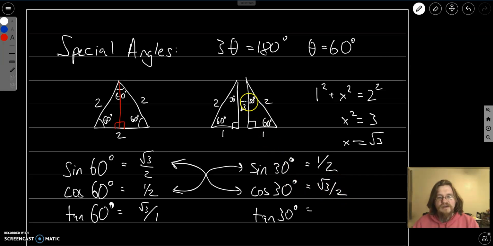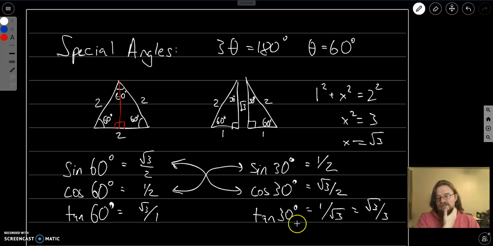And we can check. For our 30-degree angle, the adjacent side was length square root of 3. The hypotenuse was 2. The last thing to do is the tangent. And the tangent of 30 is going to be 1 divided by the square root of 3, which, if I rationalize the bottom, if I multiply both the top and bottom by the square root of 3, is going to be the square root of 3 divided by 3.